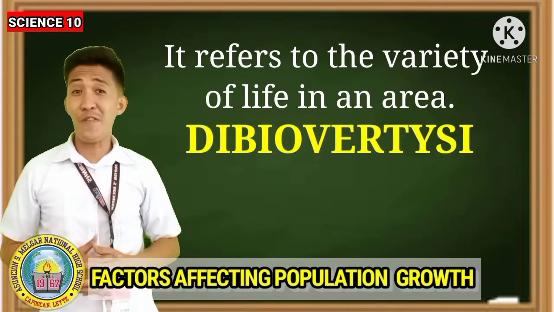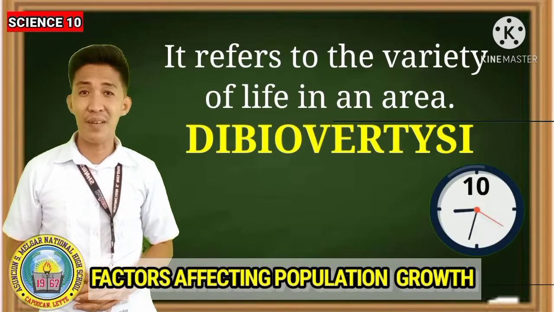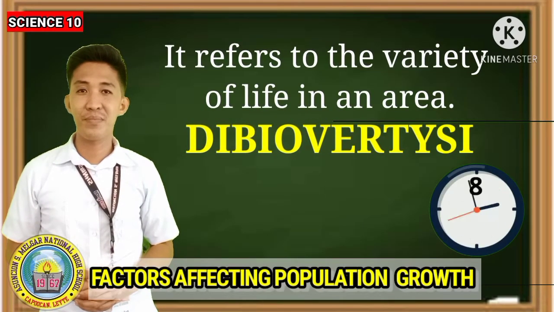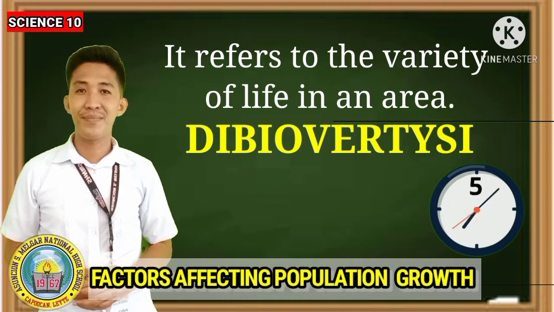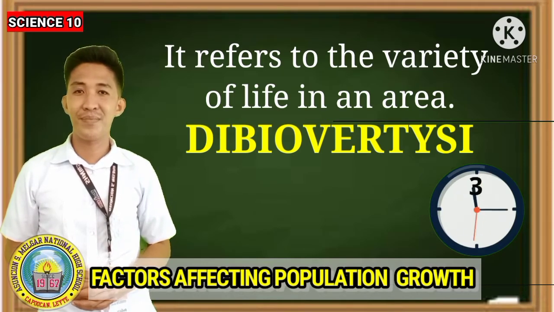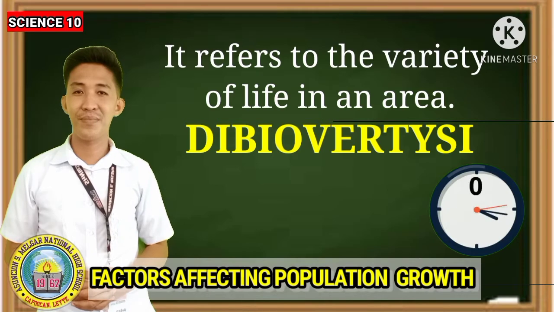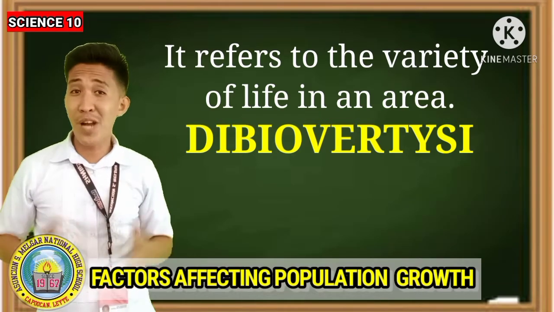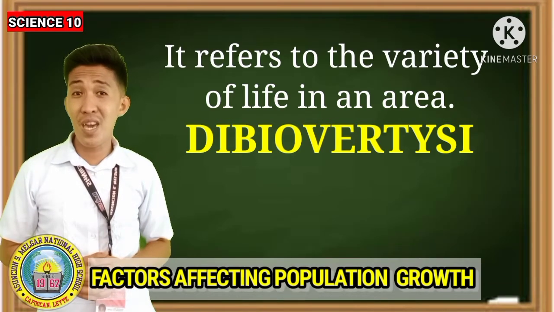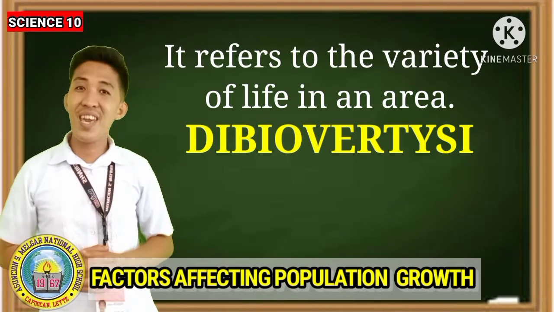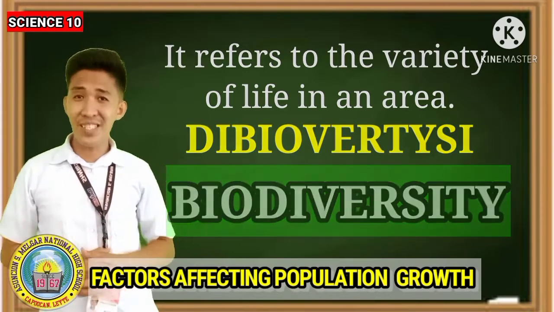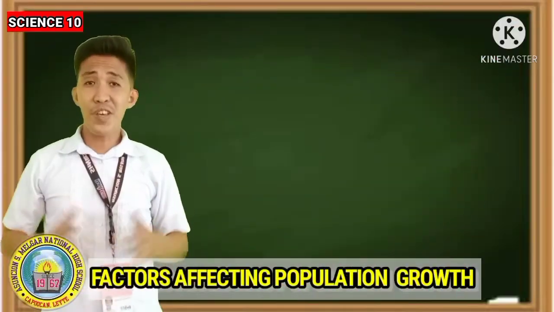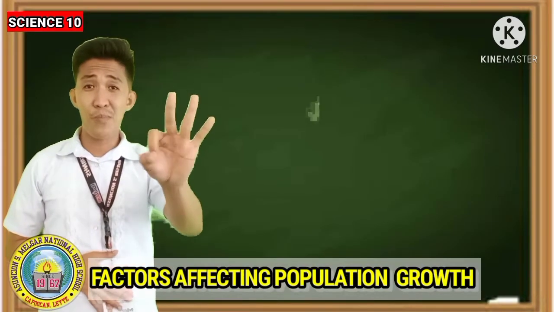Description number 2. It refers to the variety of life in an area. The correct term being described here is biodiversity.